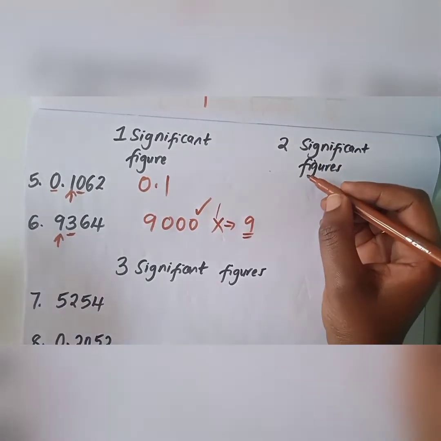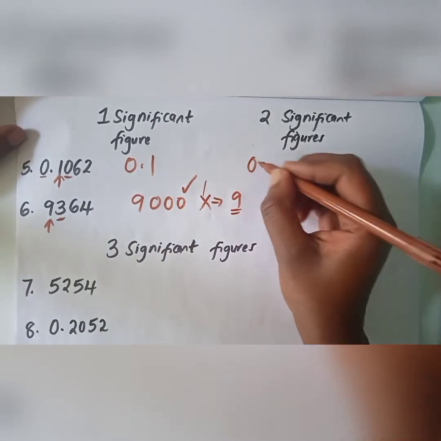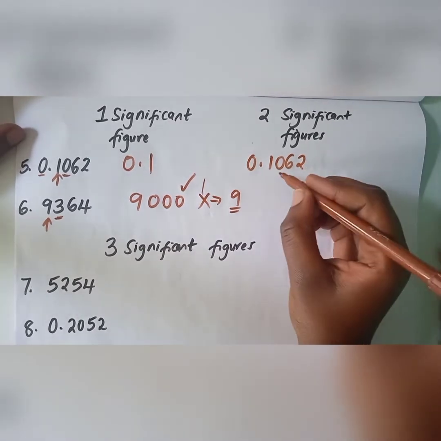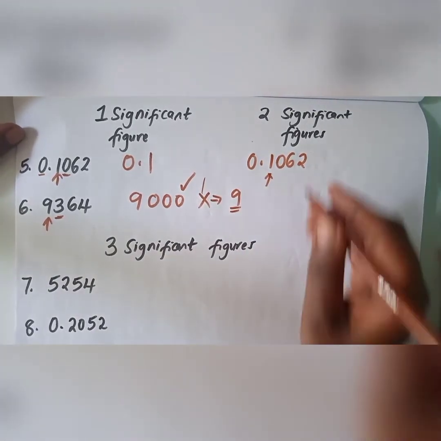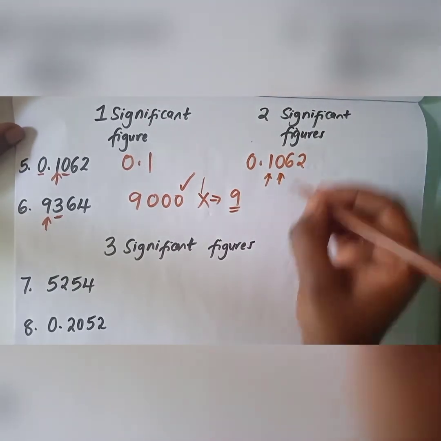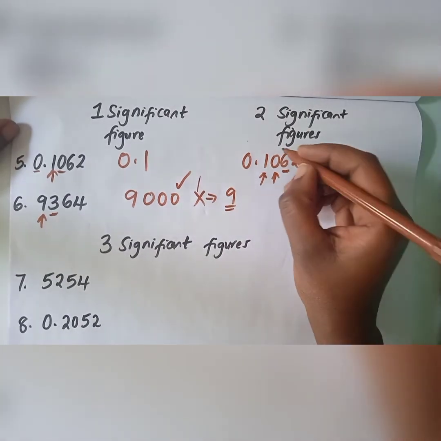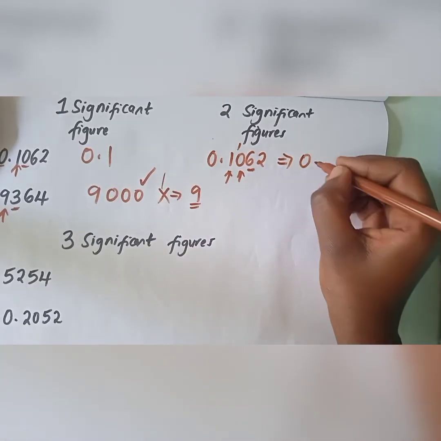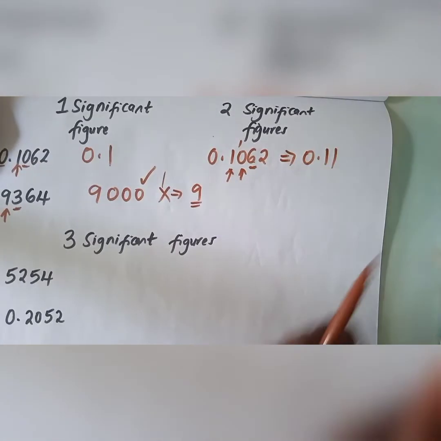Now the same question, you're going to round it off to 2 significant figures, so 0.1062. The first significant number will be 1, so don't count 0. Then the second one is that one. Look at the third one. It's more than 5. So we round this one up by 1, and the answer will be 0.11. You don't need to keep the rest as zeros because it's a decimal number.